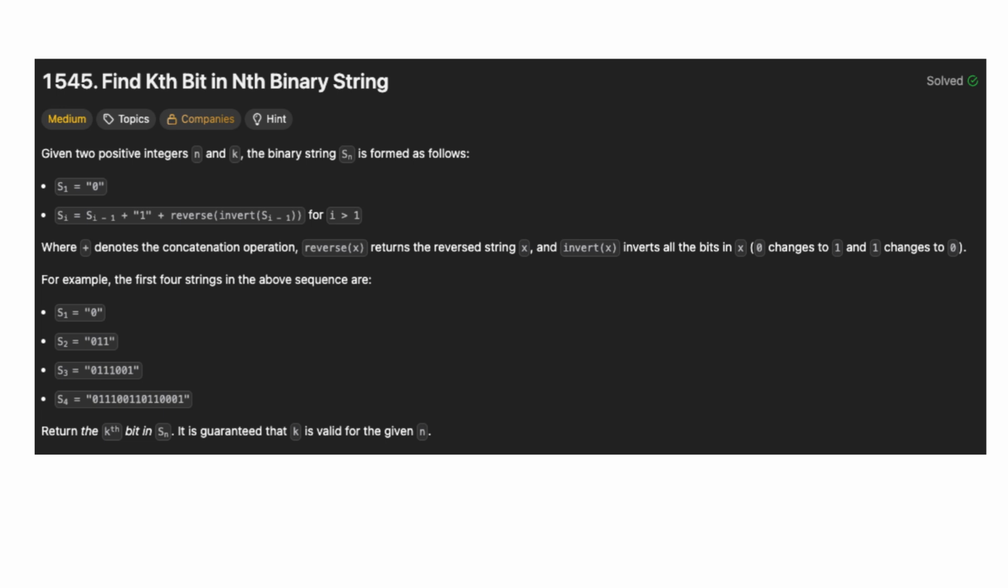Reverse means reverse the string. And invert means change 0 to 1 and 1 to 0. Our task is simple. We need to return the Kth bit in Sn. And it is guaranteed that k is valid.